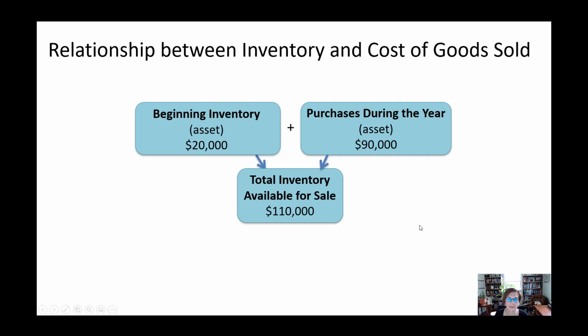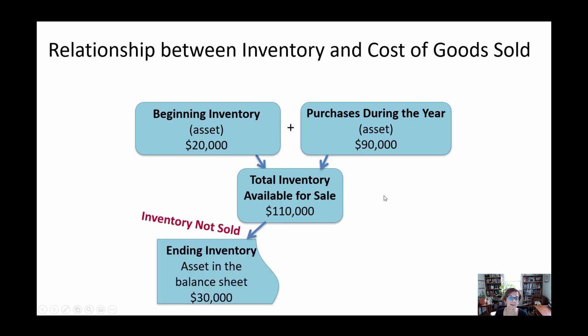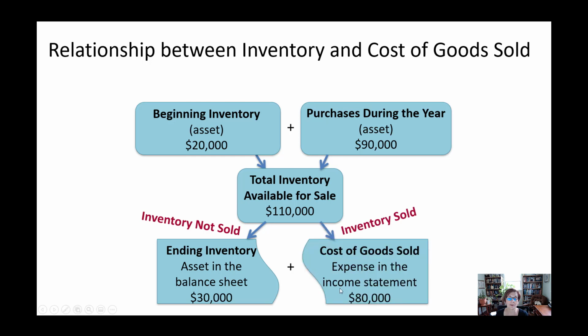Now, where did that stuff go? Well, it went to one of two places, right? Either it's still sitting in your warehouse, so it's ending inventory, or it was sold. And before we go forward, remember beginning inventory plus purchases, 110, minus ending inventory of 30 gives us cost of goods sold of 80.